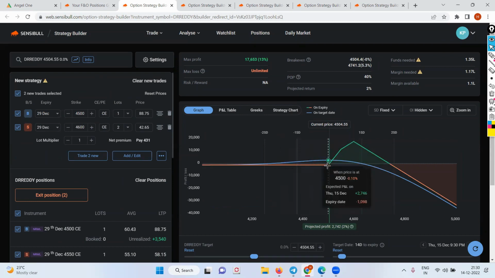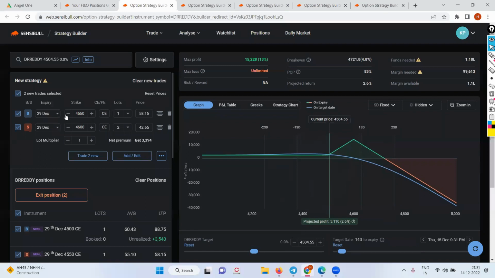If someone has the view on Dr. Reddy or any stock that it can be sideways to mild bearish, or you can call it super bearish, the moment you have done it, yes, your capital will increase and your absolute profit has also increased. Your loss is only 1,300. So now you have to decide. If you do not want to take the loss, you have to play with the strike selection.